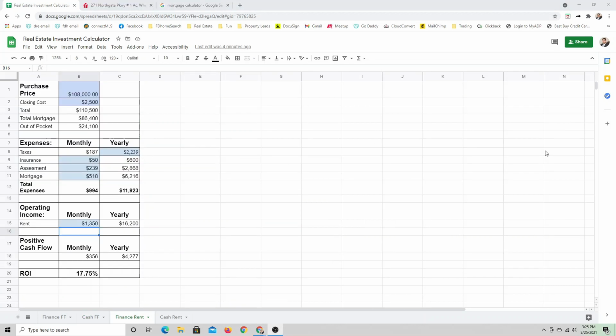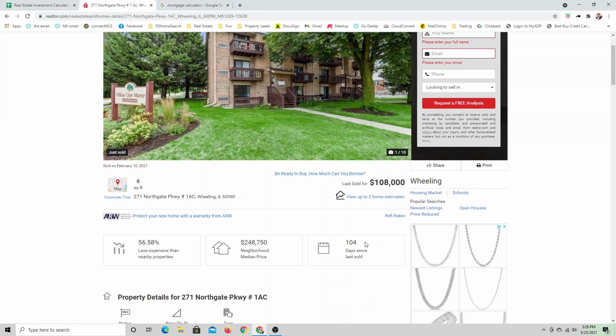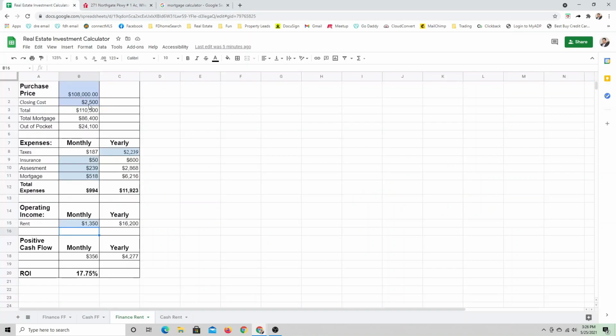Let's now take a look at how to use the rental portion of the calculator, the financing rent and the purchasing of property cash rent. So the property that we're going to use is this property right here. It was last sold for $108,000. We're going to estimate the closing costs around $250.